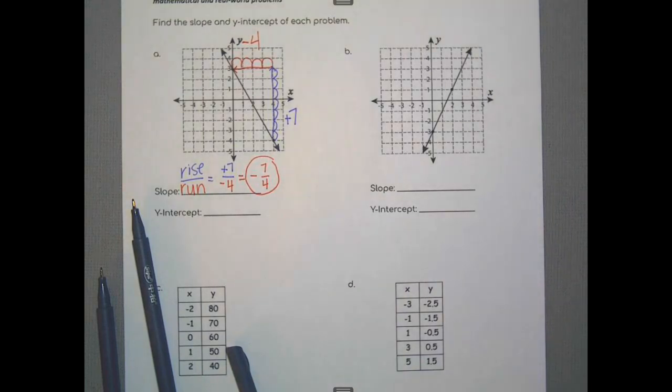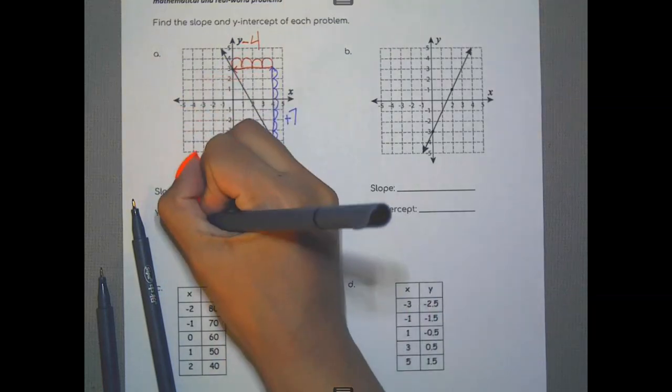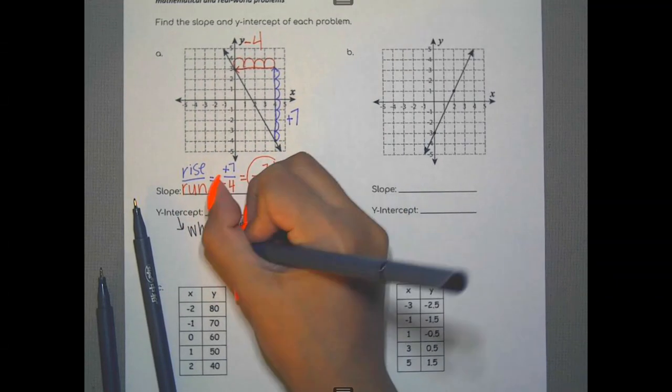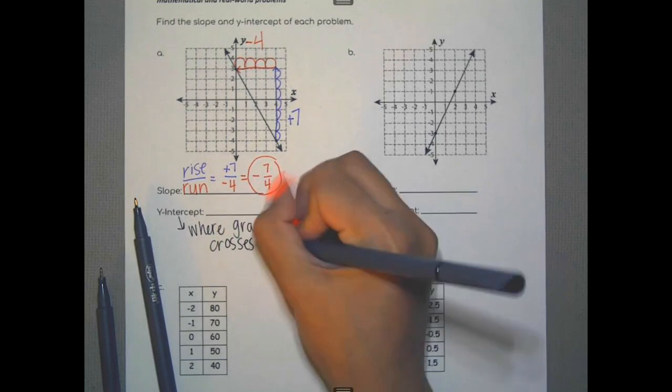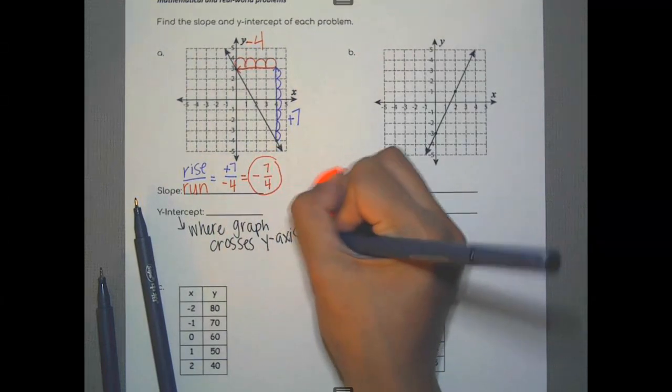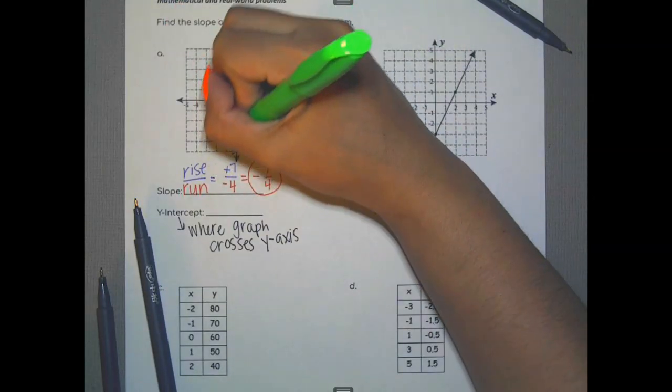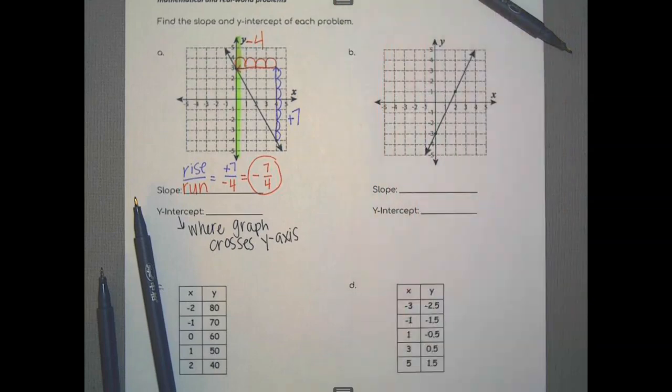The next thing we're gonna do is we're gonna find our y-intercept. And when we have a graph, our y-intercept is where the graph crosses the y-axis. Okay. So what I like to do is I like to get a highlighter and just highlight my y-axis. And the reason I do that is it helps that y-axis stick out and it makes it a little easier for me to see where my graph is crossing through that.